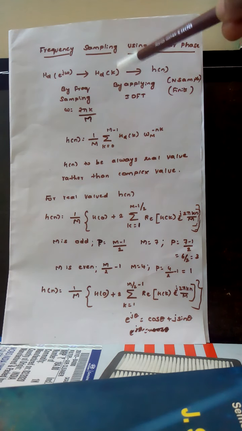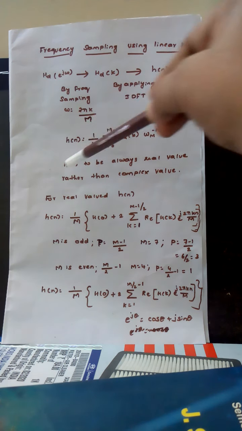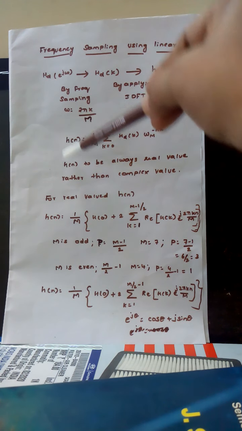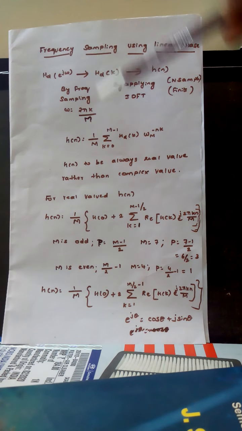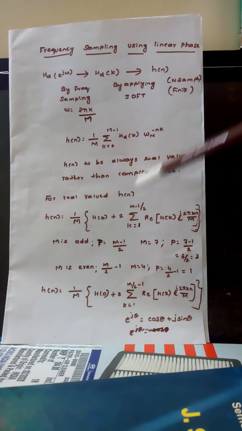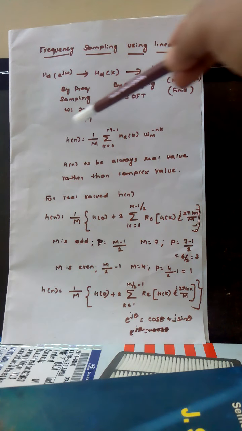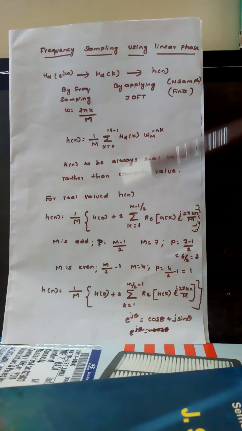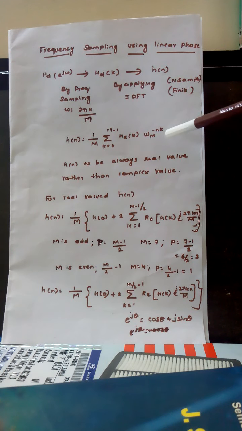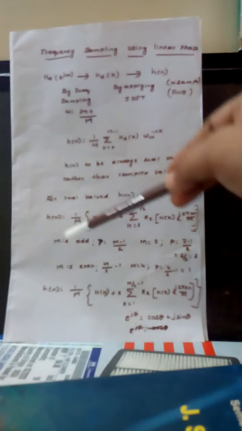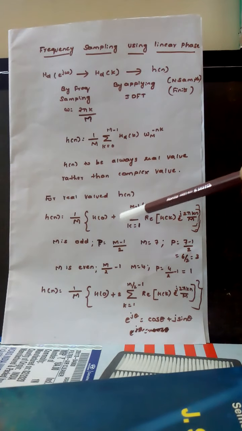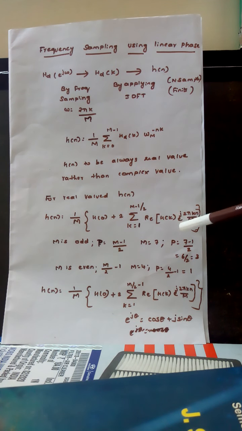In that, if you are substituting your H_d of k and solving, we'll get h of n. But here we are considering h of n always to be a real value rather than a complex value. If you substitute here, we'll get a complex value also, but we are not considering the complex value. We want h of n always to be a real value. So we are applying certain constraints to this equation, so we'll get the real value of h of n. So this is the equation, that is h of n equal to 1 by M into H of 0 plus 2 into summation k equal to 1 to M minus 1 by 2, real value of H of k e to the power of j 2 pi k n by M.